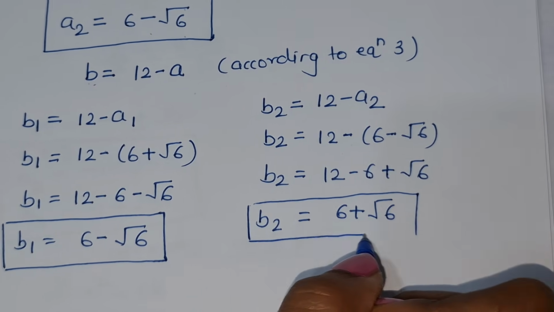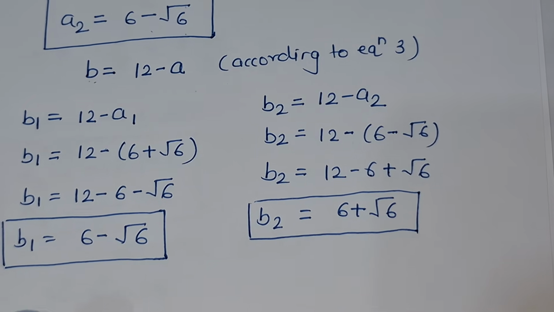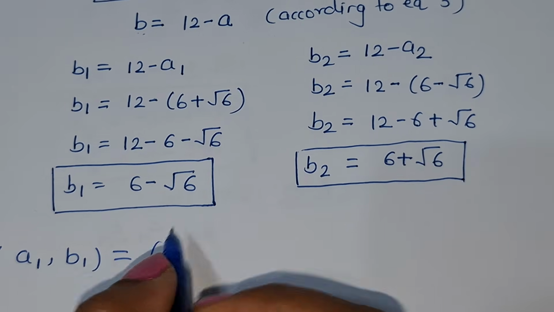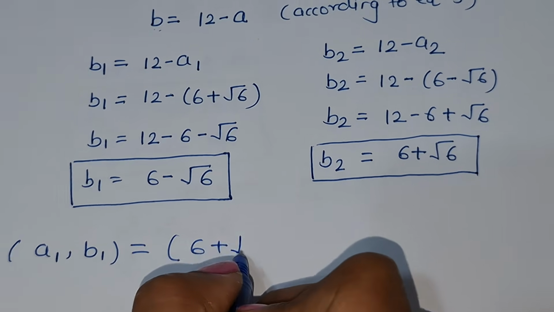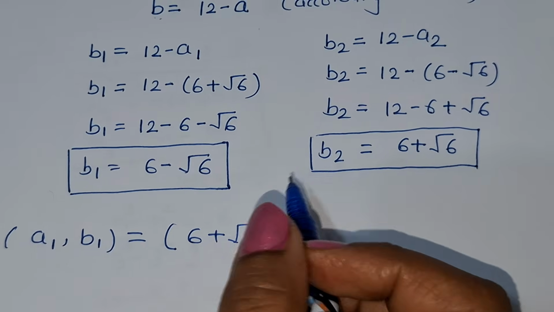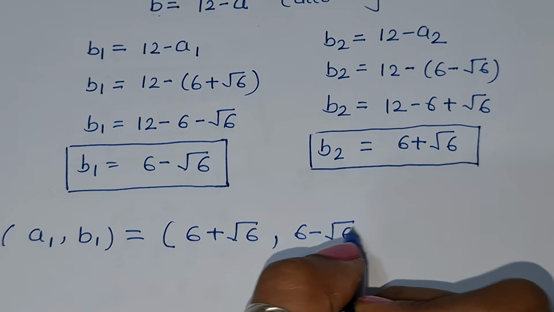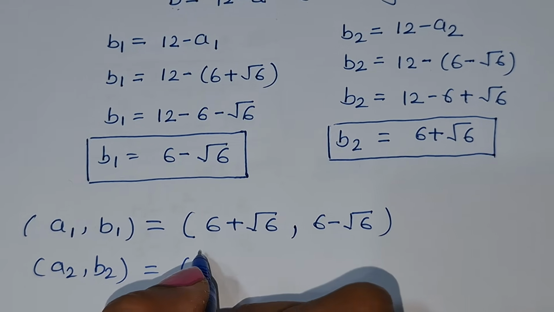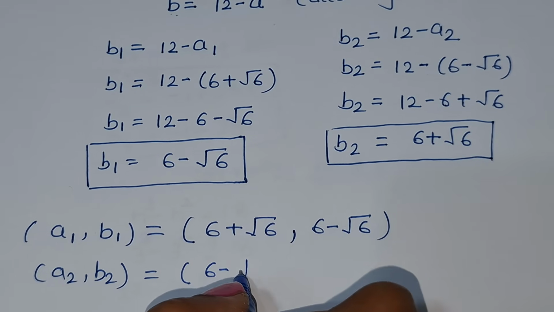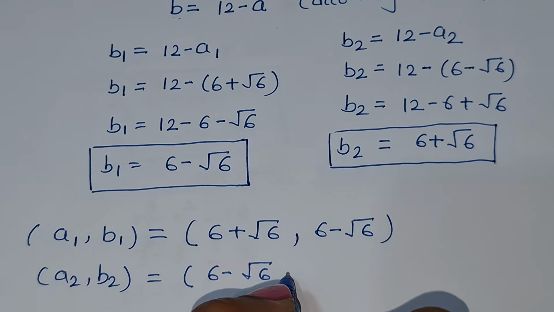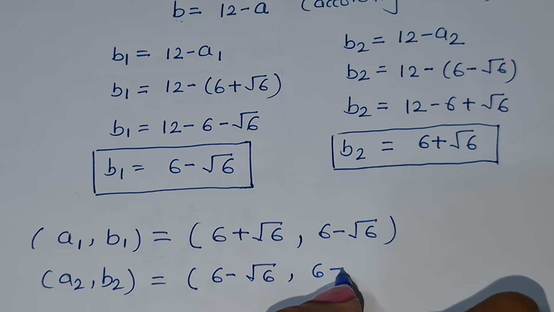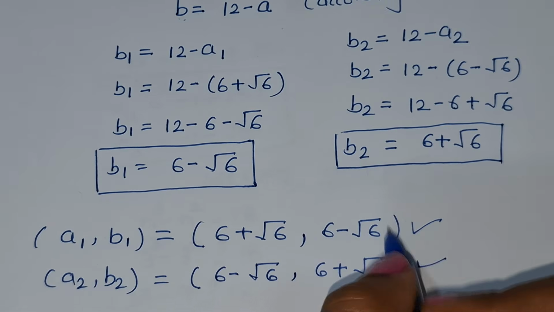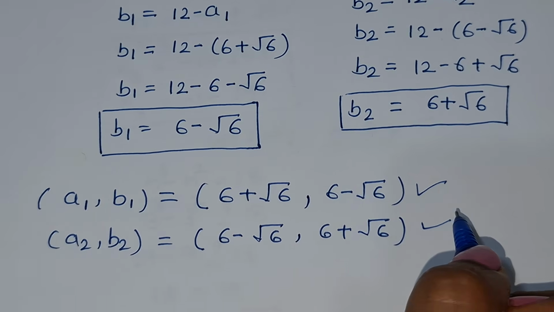Now we again got two values of b, that is b1 and b2. So we can say when a1 is 6 plus square root of 6, at that time the value of b1 is 6 minus square root of 6. And when a2 is 6 minus square root of 6, at that time the value of b2 is 6 plus square root of 6. So this is the solution for this equation. Now we have to verify whether this is correct or not. So let's verify these values.